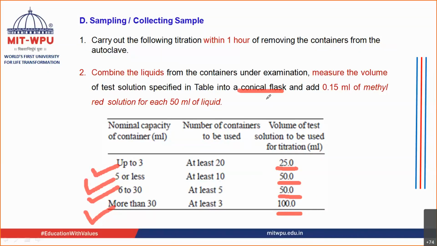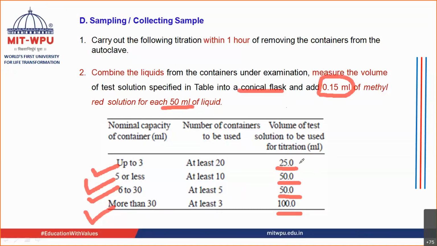After autoclaving, you have removed the containers. From those containers, you have emptied them, and from that you have taken a specific volume ranging from 25 to 100 ml, depending upon the capacity of your container. In that volume you have added the indicator, that is methyl red solution. What is the quantity of indicator that you are going to add? The quantity is 0.15 ml for 50 ml of liquid.